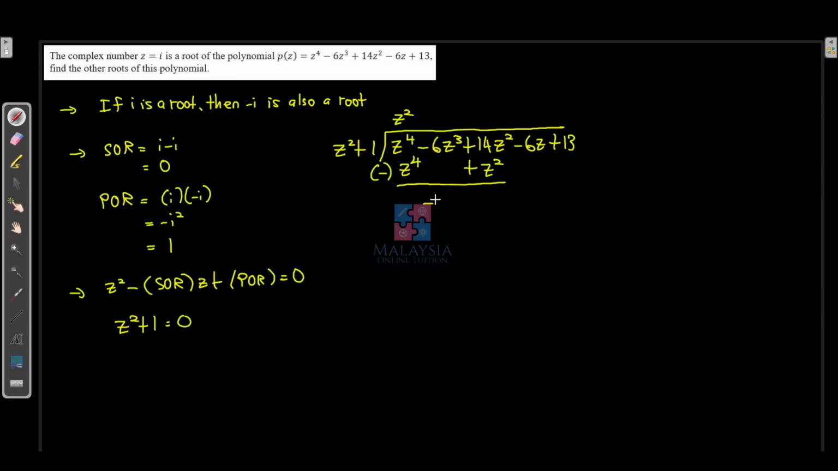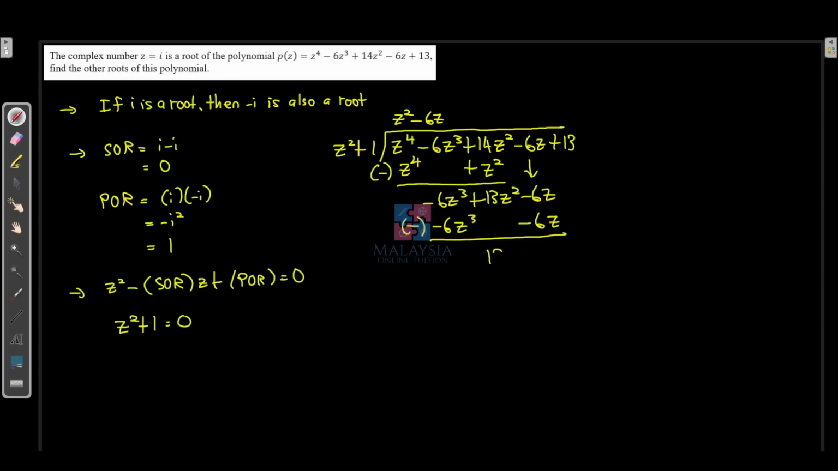So negative 6z cubed. 14 minus 1, that is 13z squared. And then minus 6z. Okay, so we multiply by what here? We multiply by minus 6z. So we get minus negative 6z cubed and then minus 6z. So you can see negative 6 minus negative 6, which means negative 6 plus 6, we get 0.